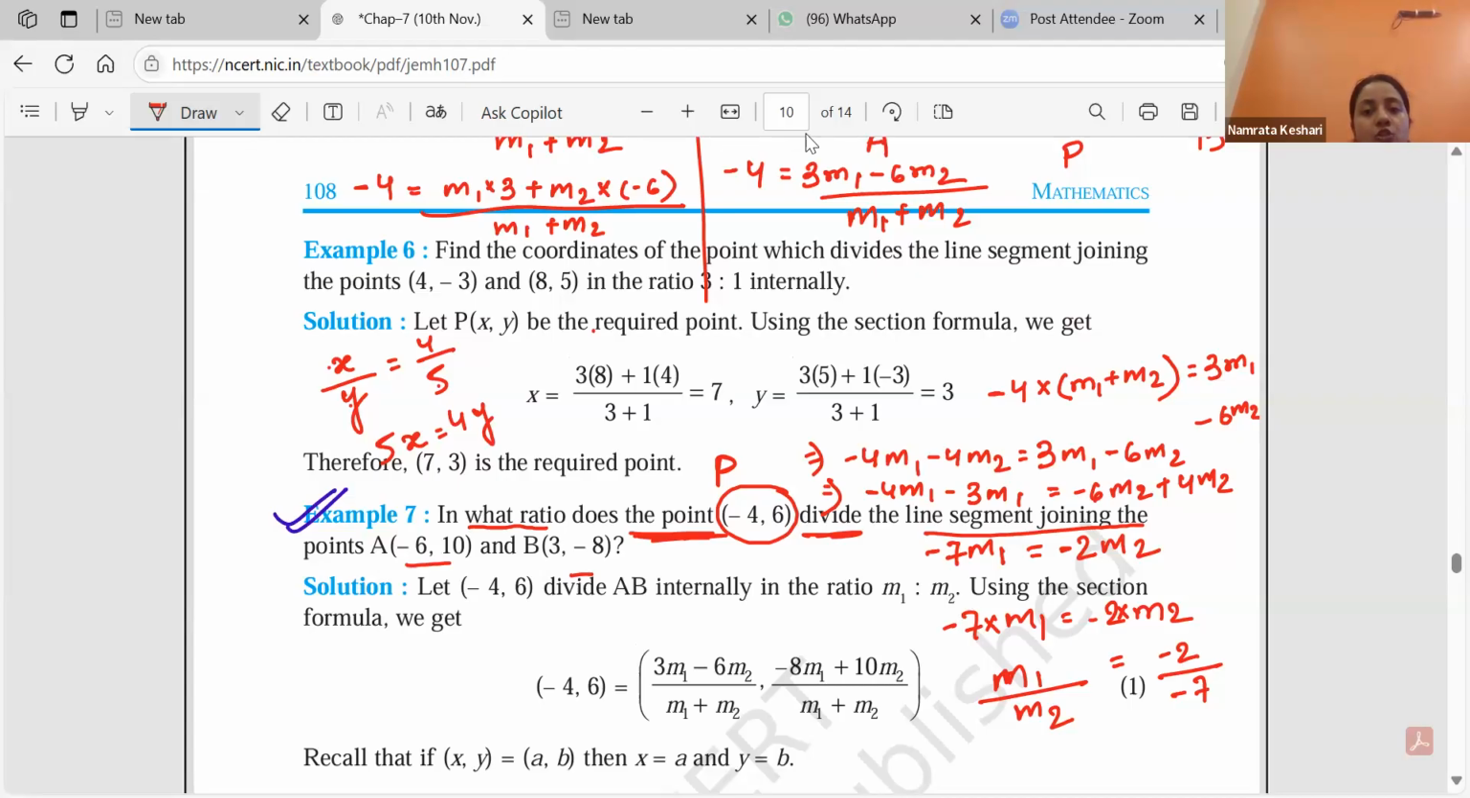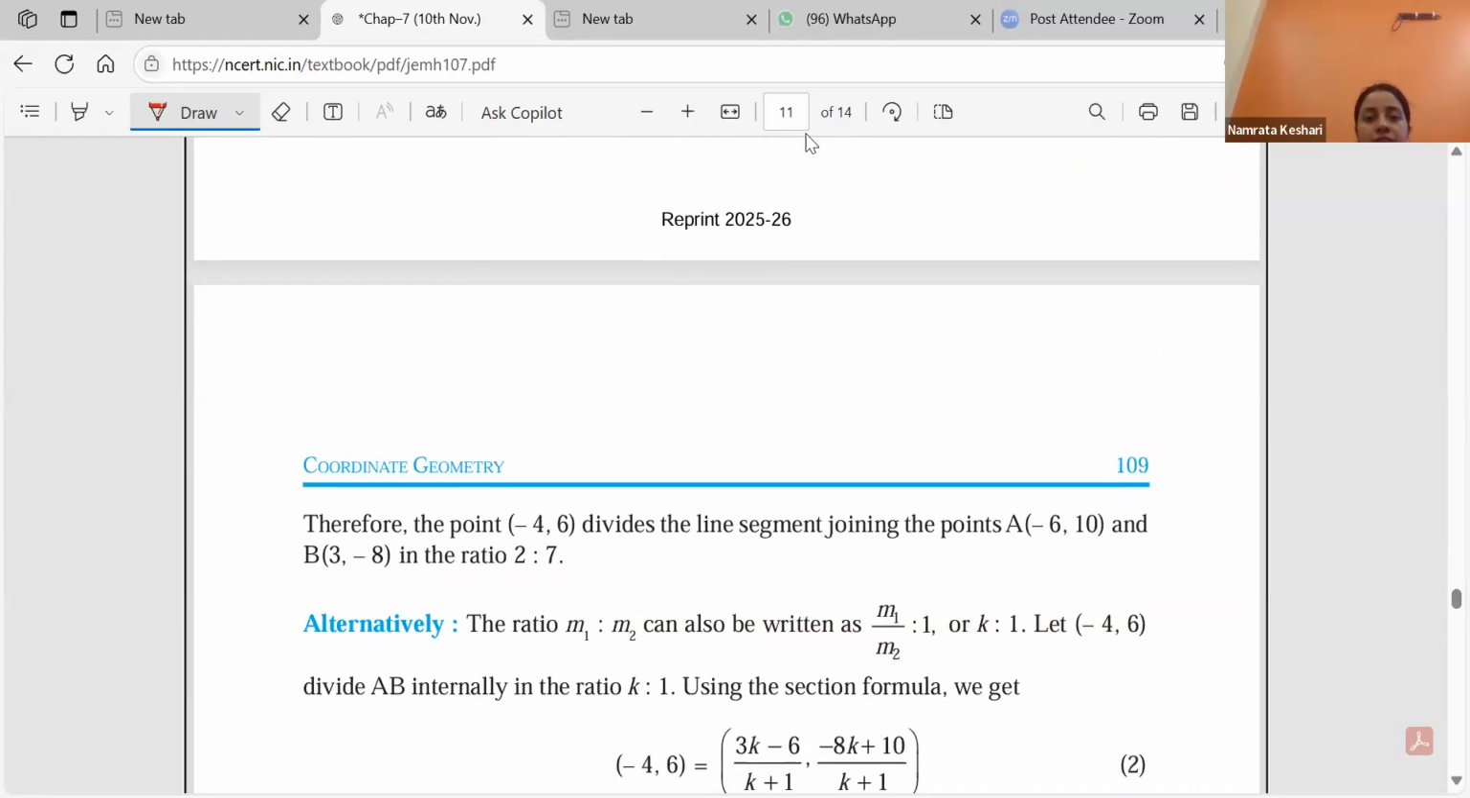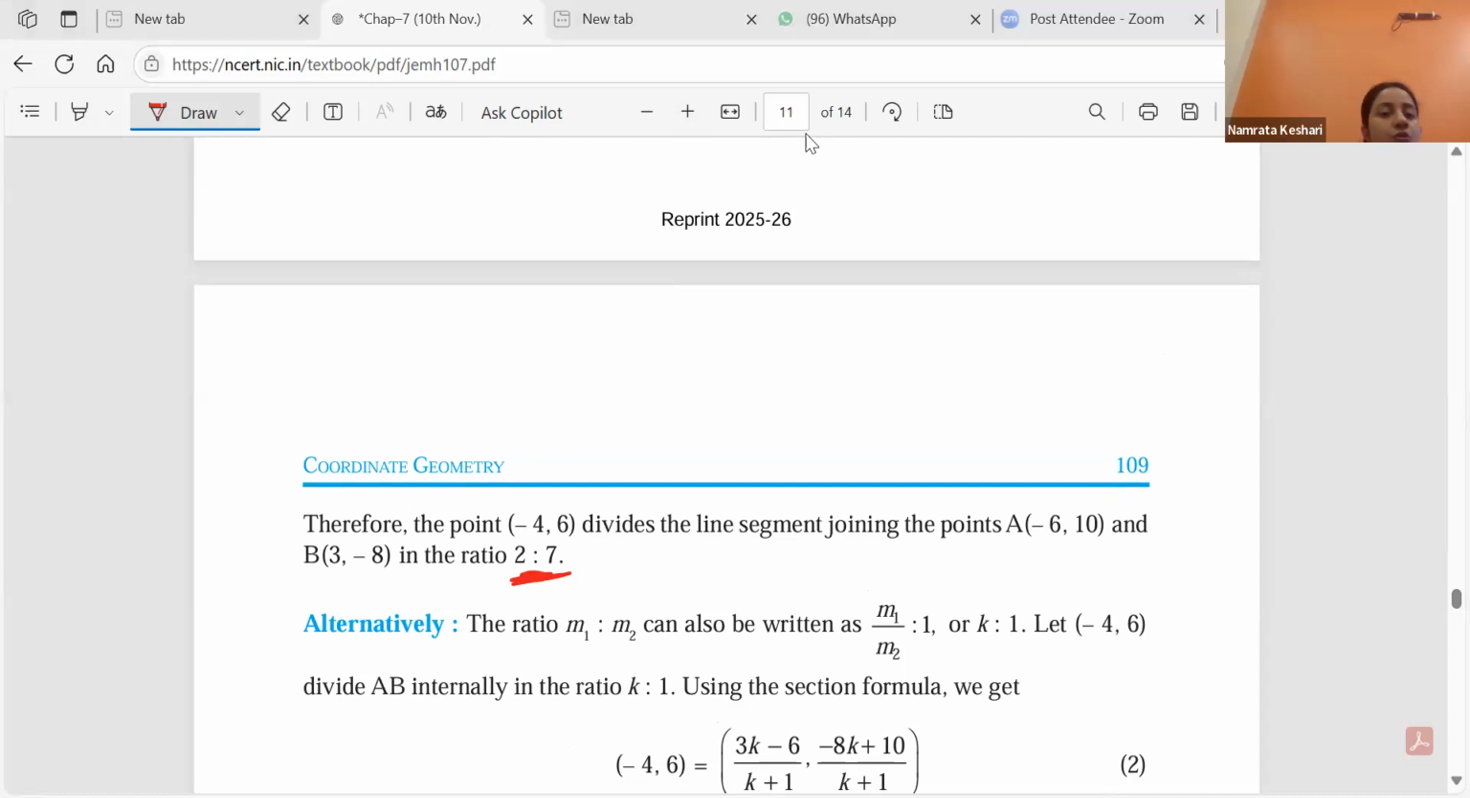Directly you are getting the ratio without even taking the y coordinate into consideration. So if you want to find the ratio, just one coordinate is enough, either x or y. And sometimes just one coordinate will be given to you for finding the ratio. Okay, let's see the questions in the exercise. See, 2 is to 7, we were also getting the same. Minus 2 by minus 7 means 2 is to 7. Be careful, it is 2 is to 7, not 7 is to 2.